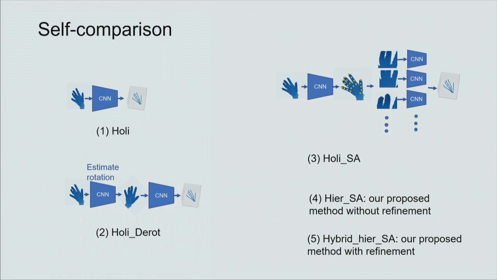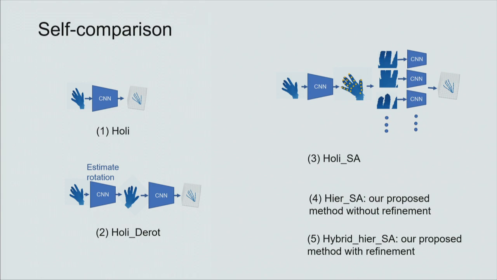So to show the efficacy of each component we use in our pipeline, we provide multiple baselines. The first one is a holistic CNN regressing 21 joints together. And for the second one, we have a separate CNN to estimate the global rotation, and then rotate all the images to one direction, and then estimate the 21 joints.